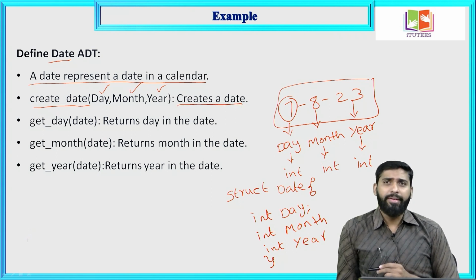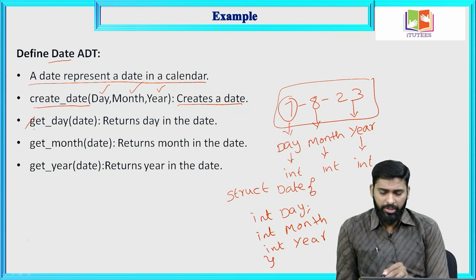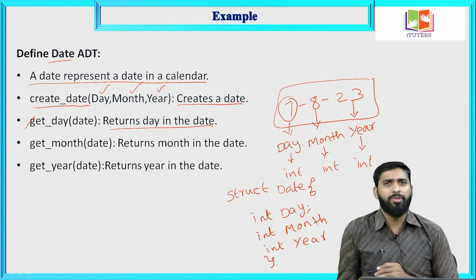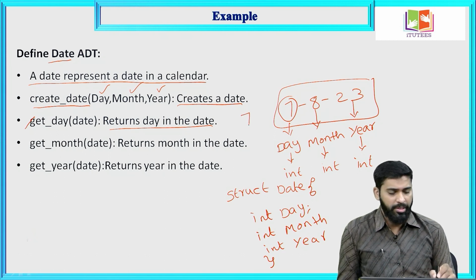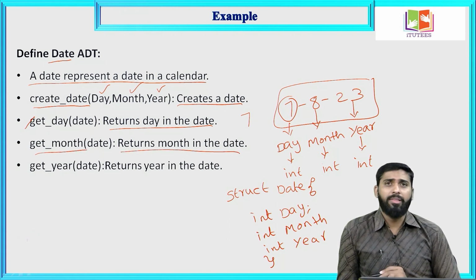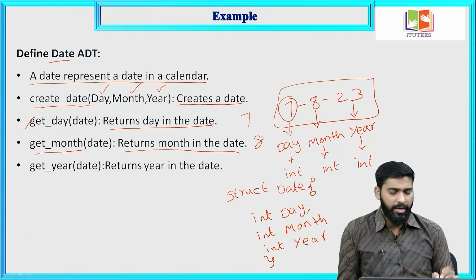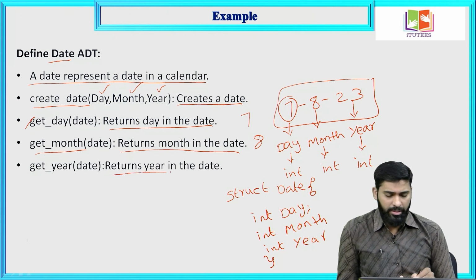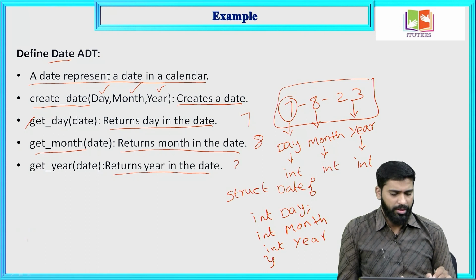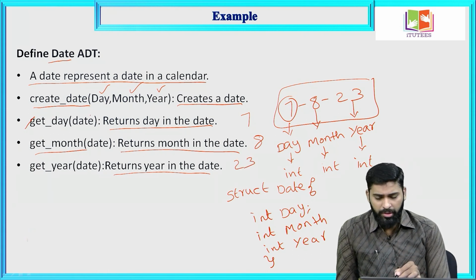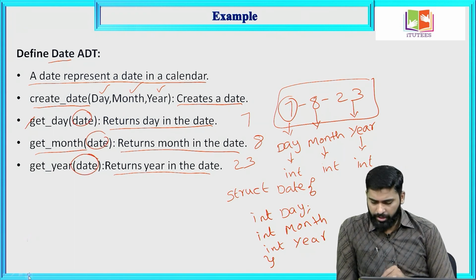Now get day: this function returns the day in the date. That means if you give the input 7/8/23, it returns 7 as output. Get month returns the month in the date, so it returns 8 as output. Get year returns the year in the date, that is 23. For all these functions, the input is a date. Now we see the program.